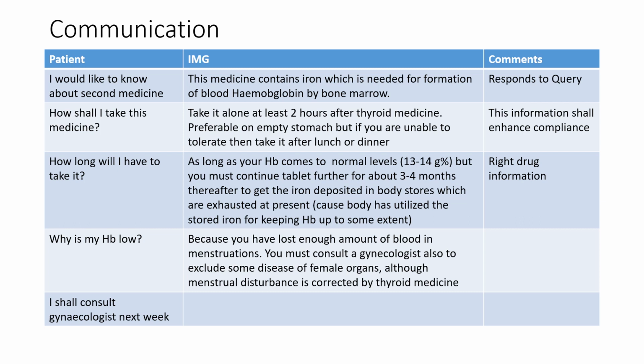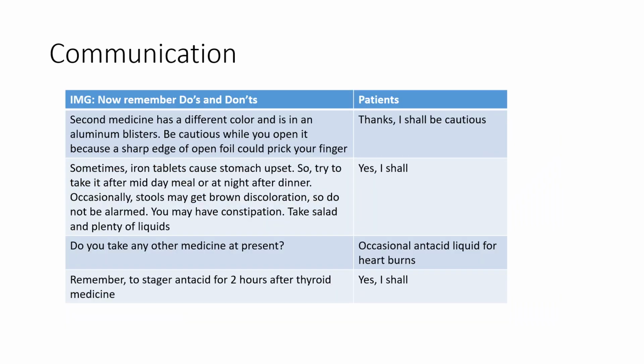Why is my hemoglobin low? Because you have lost enough amount of blood in menstruation. You must consult a gynecologist also to exclude some disease of female organs, although menstrual disturbance is corrected by thyroid medicine. So it is the right advice. I shall consult, now this is a conviction. I shall consult a gynecologist next.